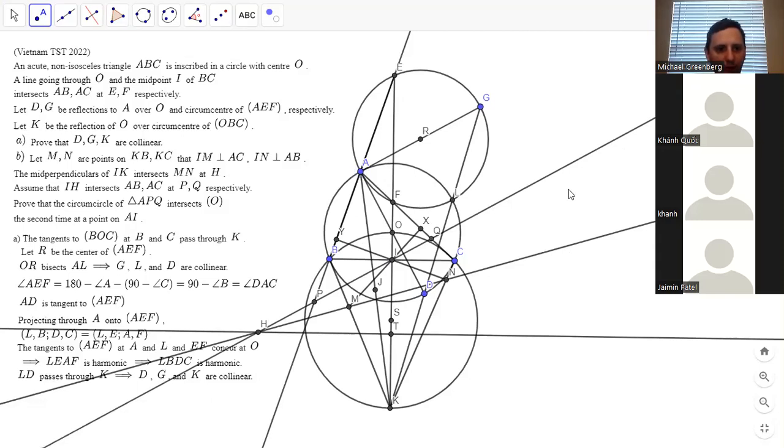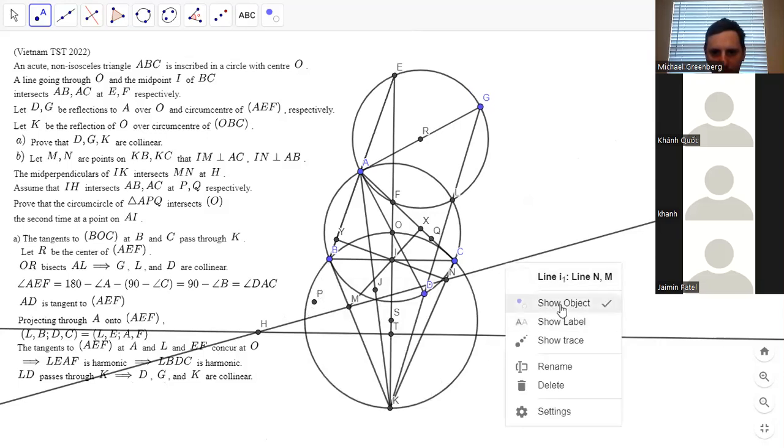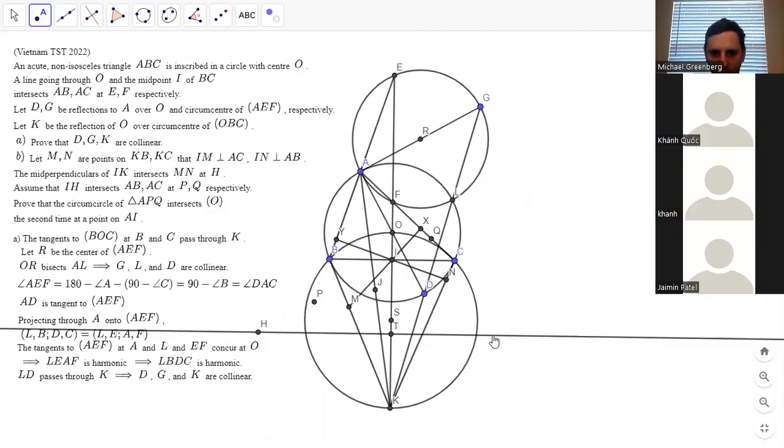We want to show the circumcircle of APQ intersects O for the second time at a point on AI. All right, let me clean this up. So we have MN and IH.